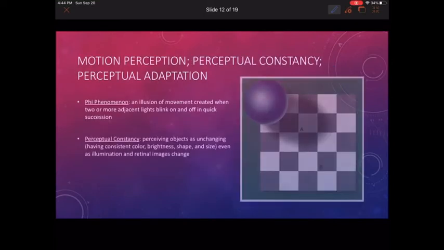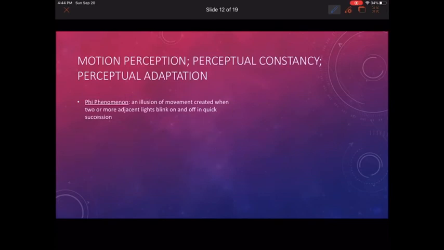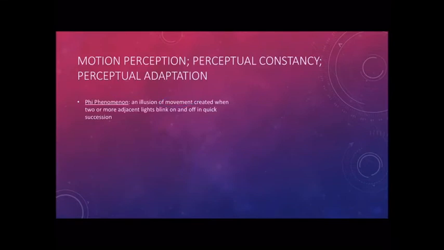Okay. The phi phenomenon is really just the perception of movement when there is no movement. So if you've ever seen one of those neon signs that lights up, letter by letter or something like that, but in your eye it looks like there's movement, it looks like it's moving from left to right, but really each letter is just lighting up on its own. So that's the phi phenomenon, is when you have this illusion of movement that happens when two or more lights blink on and off in quick succession.